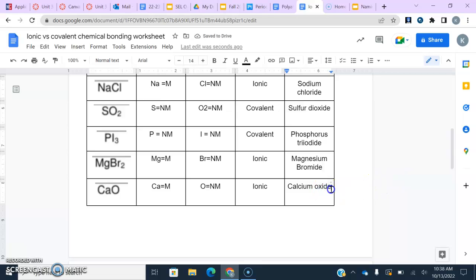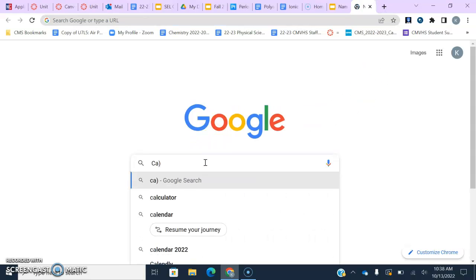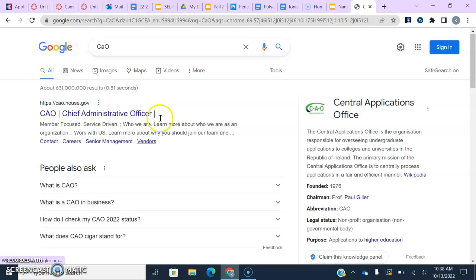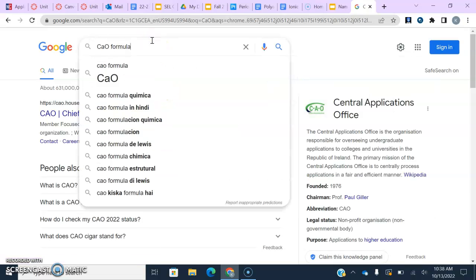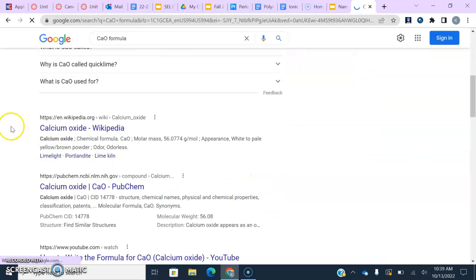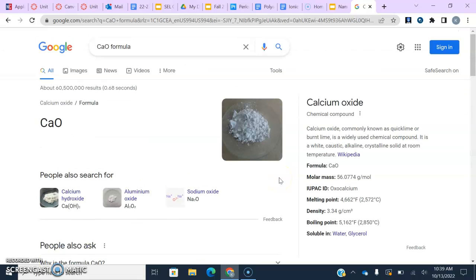This is one of those where I know if you Googled, okay? Because based on what we know, the way you guys should name this is calcium oxide. If you go to Google and you type in CaO, sorry, I always want to type in 0 for some reason. Let me type in formula. It tells you, what were you guys getting? This is one that I was getting weird answers on, but that does give you the right answer. It is calcium oxide.